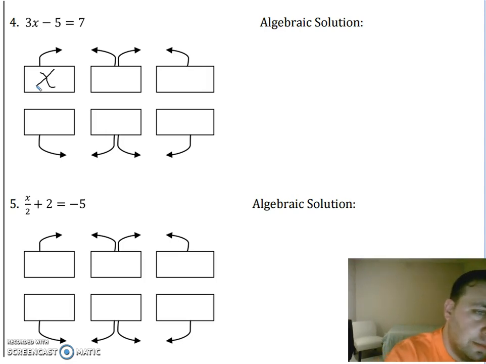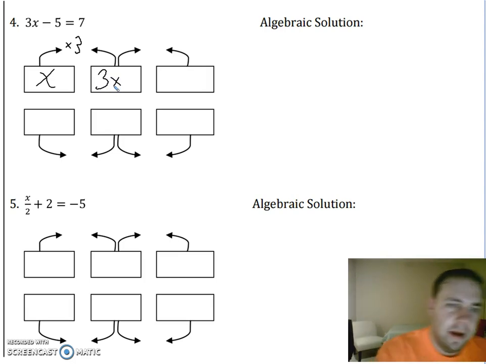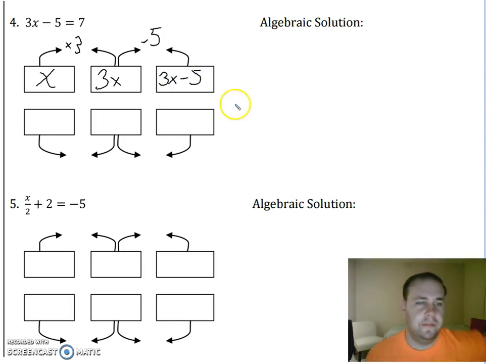So x is being multiplied by 3. So that would leave me with 3x. Then I will be subtracting 5, which is going to be 3x minus 5. That's good. That's what I want on my left side there.